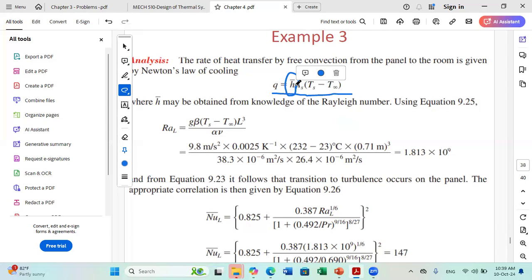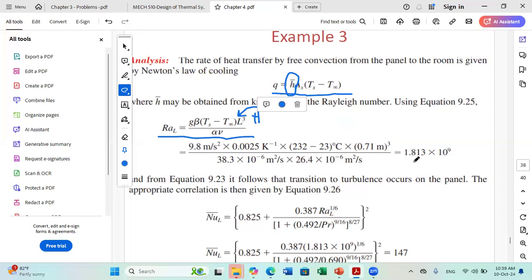The Rayleigh number at a certain characteristic length L is g beta delta T L cubed over alpha mu. This is also from your appendix. I give you this formula. Since it's a vertical surface, L is the height. Now you have everything: beta, alpha, mu from the table, g is 9.8, and T surface minus T infinity from the temperatures. You can evaluate your Rayleigh number.